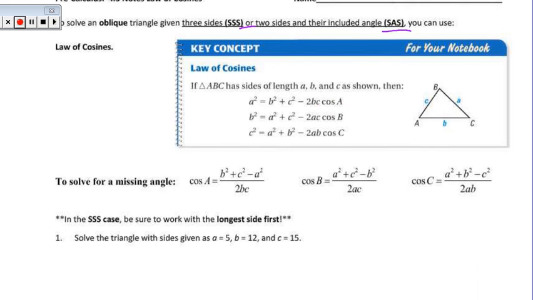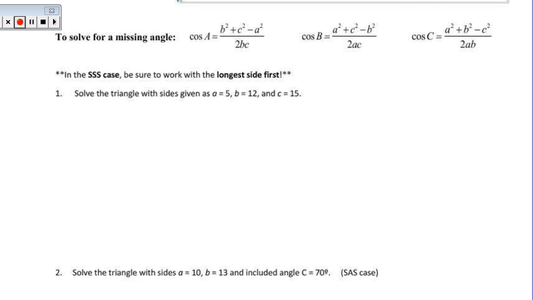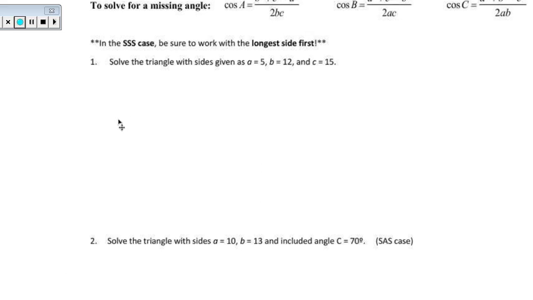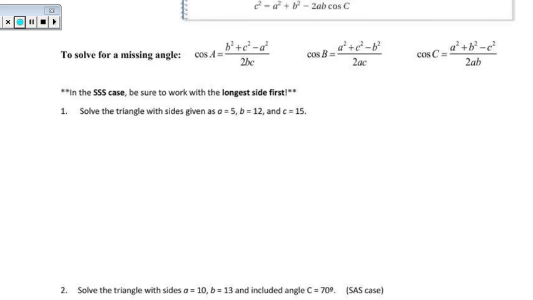Okay, so let's take a look at a problem here. If we're looking at a side, side, side case, let's draw ourselves a triangle here. We have triangle ABC, and I know that side B is 12, side A is 5, and side C is 15. With the side, side, side case, you do want to solve for the biggest angle first because that will drive out any possible obtuse angles. So we want to solve for the biggest angle. It will be across from the biggest side.